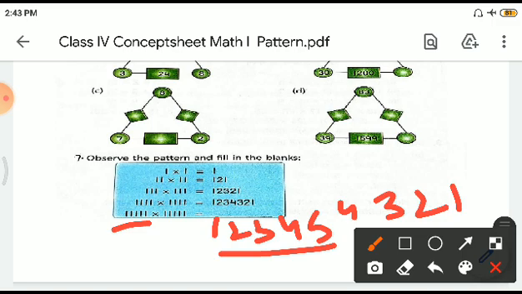So this is a very interesting thing. You can find lots of problems of patterns on the net also. Try to do that. It's very interesting and it's very simple.